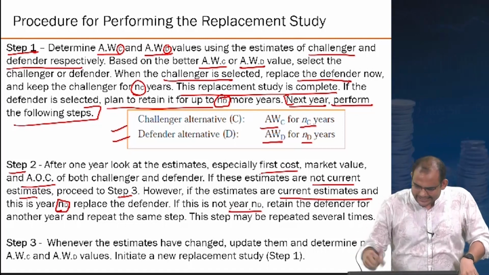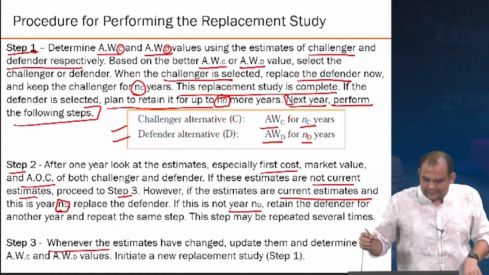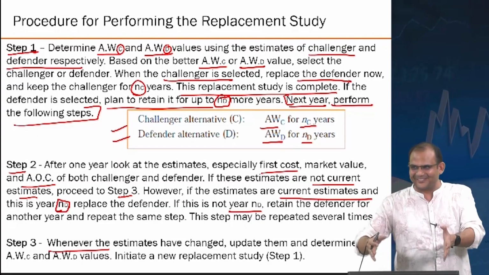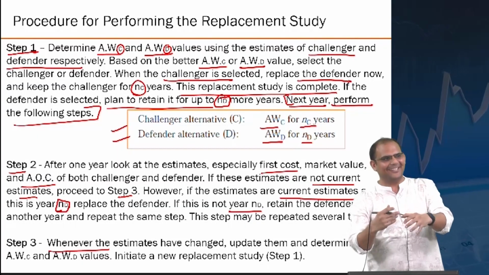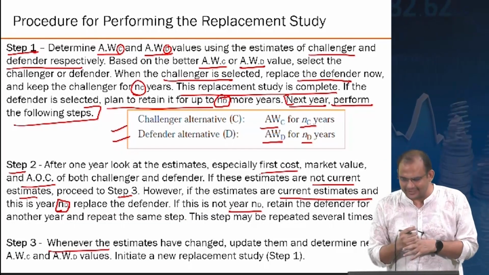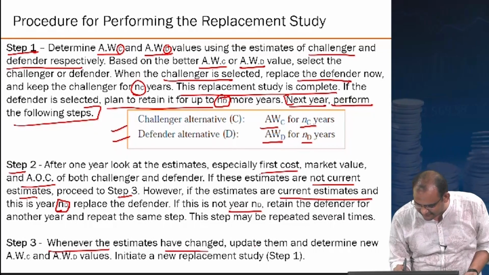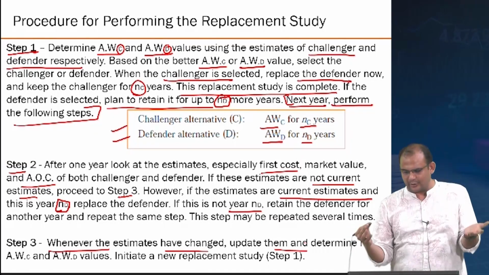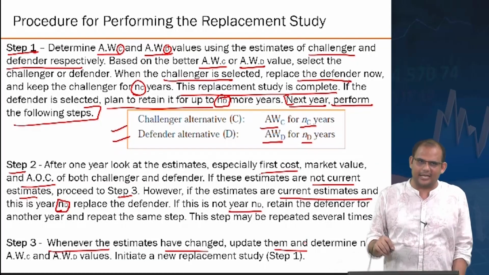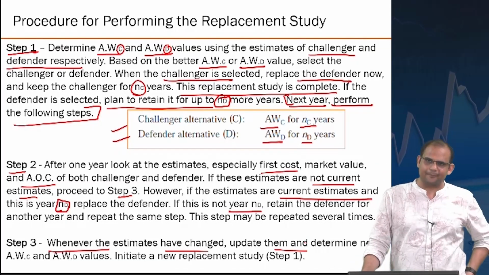Okay. Step 3 is nothing. Essentially, I have written this in English so that I could teach a computer program to do it, but you are human, so you don't need all these steps 1, 2, 3. But just in case you are confused, just look at it. Step 3 is, whenever the estimates have changed, update the system, update all the calculations and determine new AWC, AWD values and then do the analysis again, right?